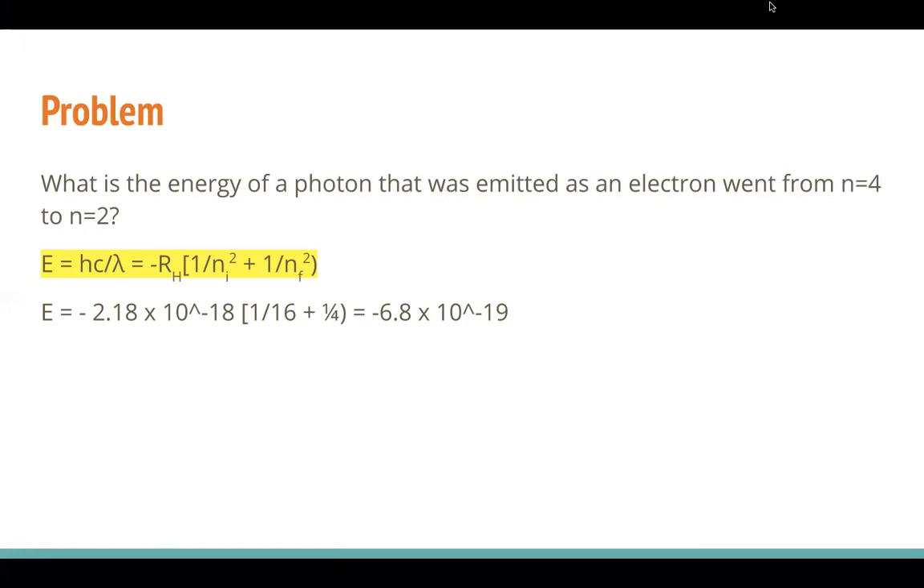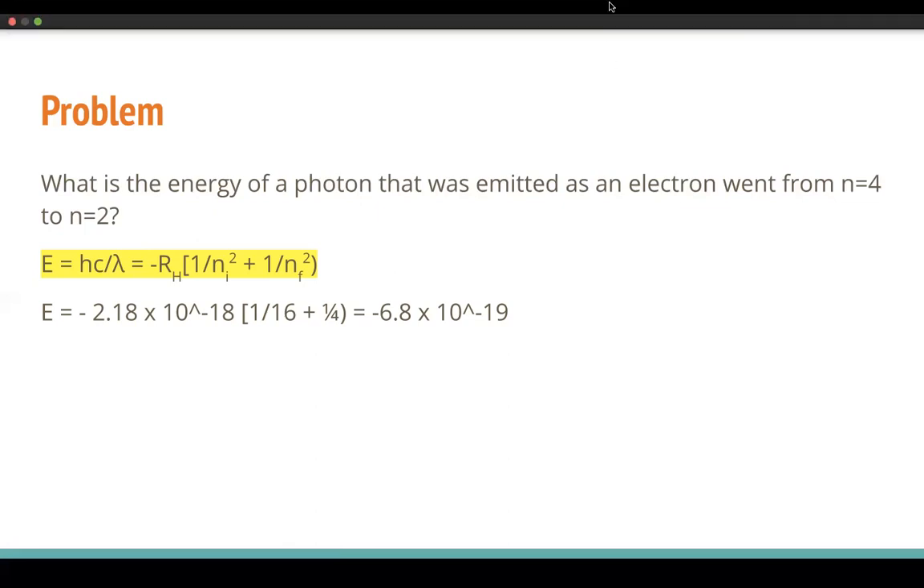Quick question. If you were to answer this conceptually, what would be the answer? Is it going for a high energy emitted or a low energy emitted?